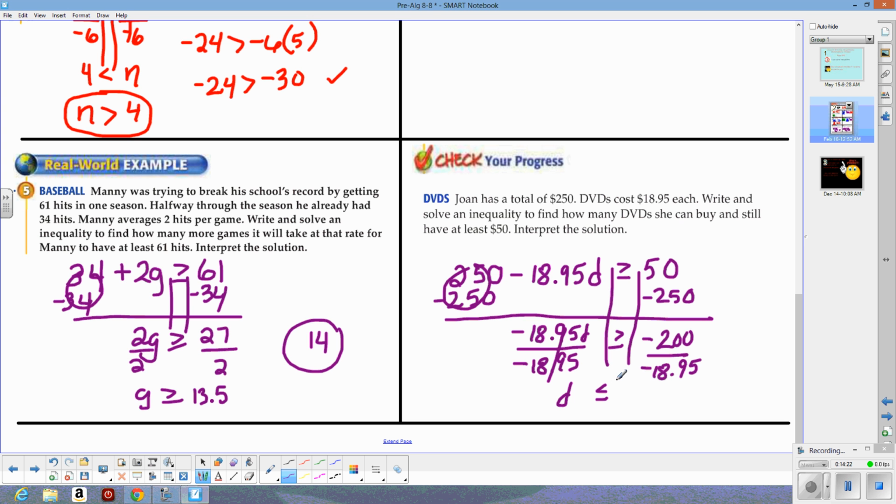200 divided by 18.95. And that's going to be less than or equal to 10.6 about. So the number of DVDs needs to be less than or equal to 10.6. We can't buy a fraction of a DVD. So in order to have at least $50 left, we would want to round this down to 10 because it needs to be less than or equal to 10.6. So we would say she could buy 10 or fewer DVDs.